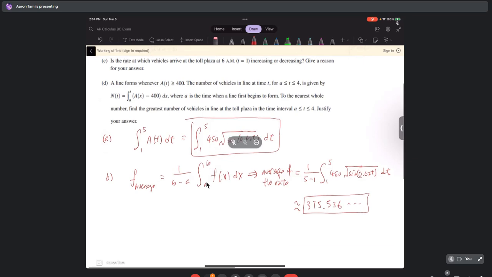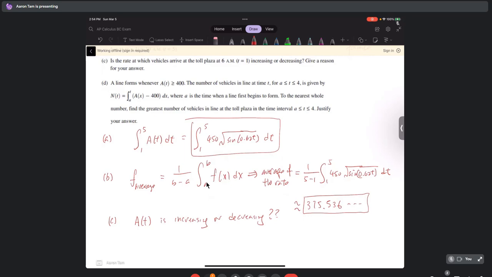C asks: is the rate at which the vehicles arrive at the toll booth at t equal to 1 increasing or decreasing? Give a reason for your answer. To paraphrase, you're looking for whether A of t is increasing or decreasing. To determine that, you simply take the derivative and see whether it is positive or negative.